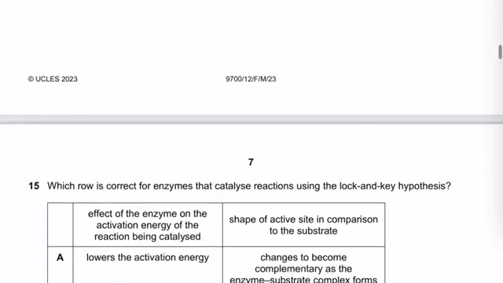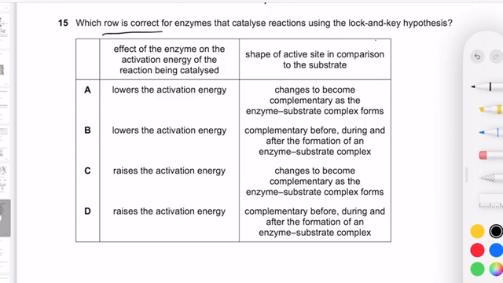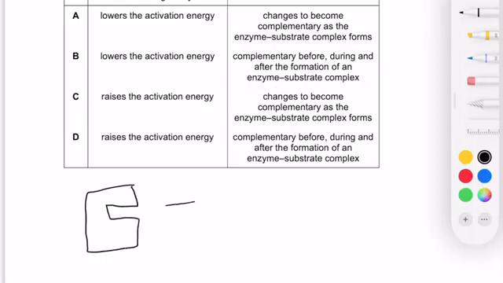Okay. Which row is correct for the enzymes that catalyze reactions using the lock and key hypothesis? Okay, remember lock and key hypothesis, it's just like its name. You have the enzyme which acts as the lock, and you have the substrate which acts as the key, and obviously they are complementary in shape. You can see this fits perfectly with this, and the enzyme is specific for the substrate, and once they bind they form the enzyme substrate complex, and this is maintained by the temporary hydrogen bonds between the R groups of the amino acids forming the enzyme and the substrate atoms.